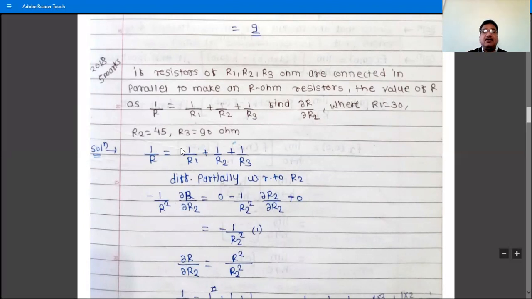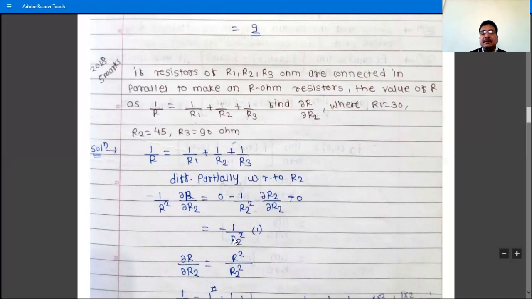Then the derivative of 1/R1 is 0. The derivative of 1/R2 is minus 1/R2² ∂R2/∂R2. No need to write this ∂R2/∂R2, because it is 1: 1/R2 is a function of R2 and we are differentiating with respect to R2. Plus the derivative of 1/R3 is 0 because R1 and R3 are constant with respect to R2.